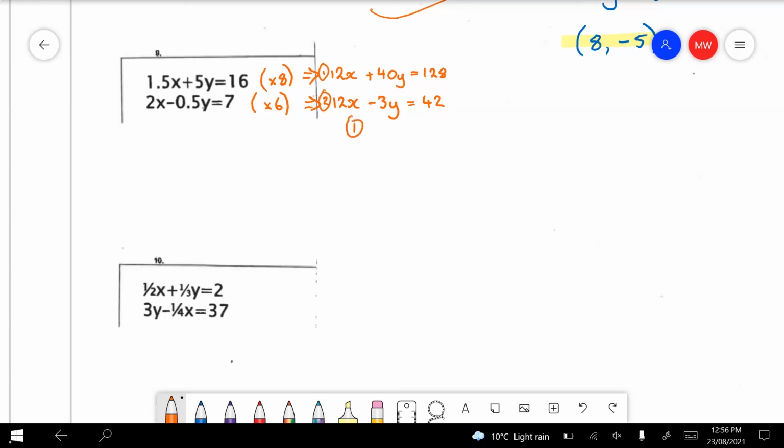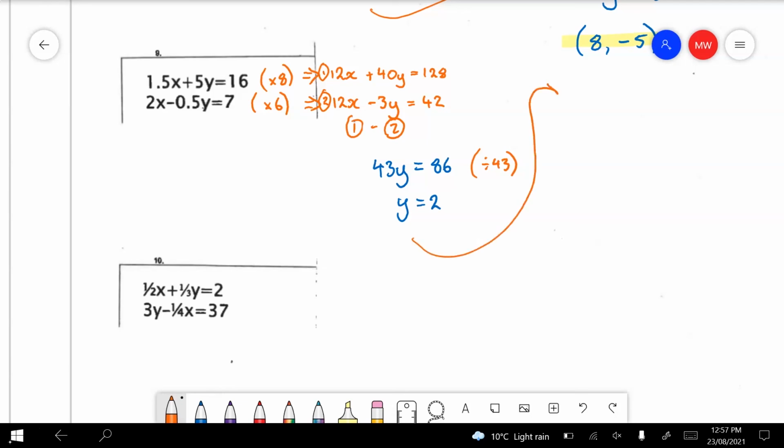I'm going to add my two equations together to eliminate. Sorry, I'm going to subtract them, aren't I? I'm going to subtract my two equations because they match. And what I'll be left with is 12x minus 12x eliminates. 40y minus 3y makes 43 groups of y on this side, and 128 minus 42 leaves me with 86. I switch to balance method and I divide by 43 on both sides. I'll end up with y equaling 2.